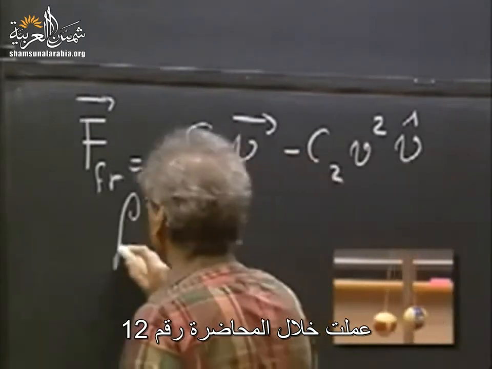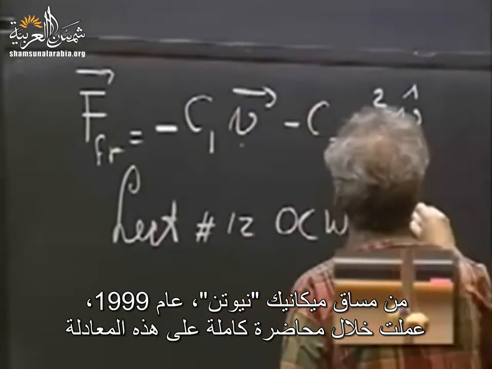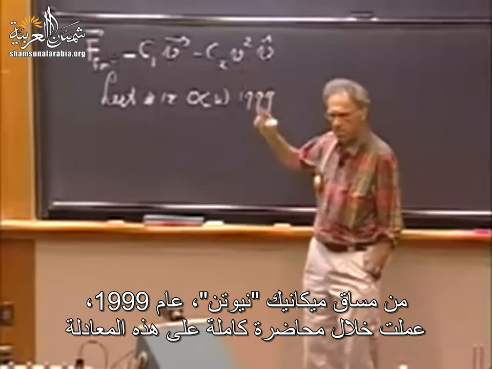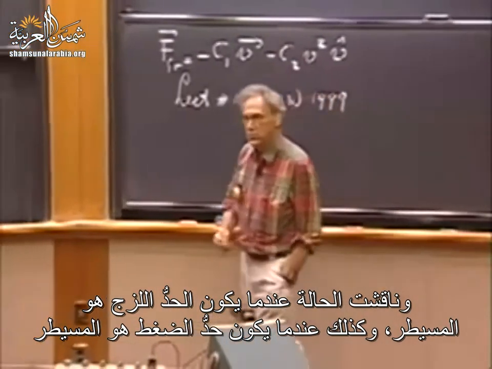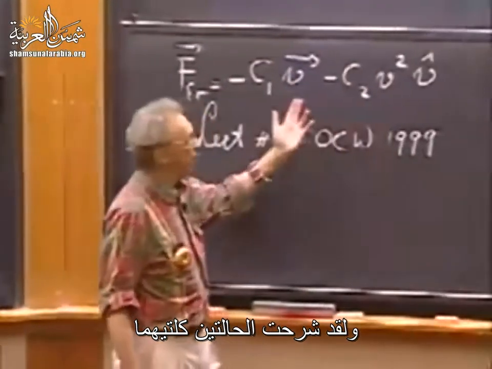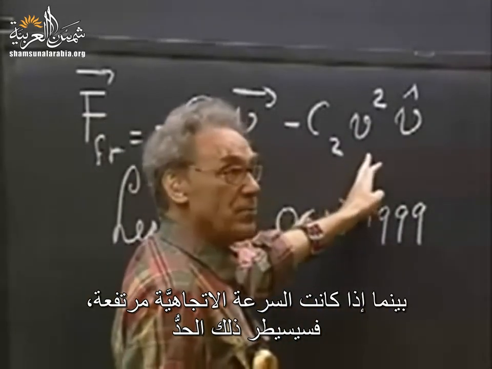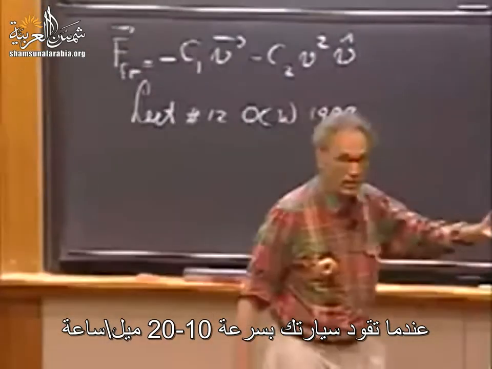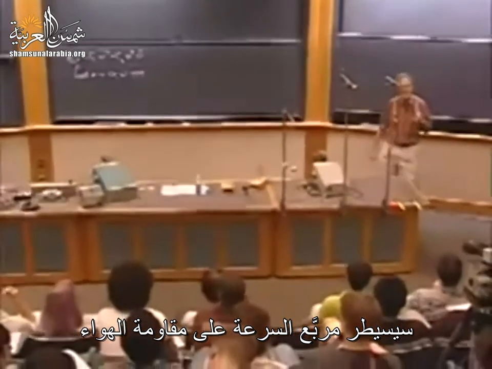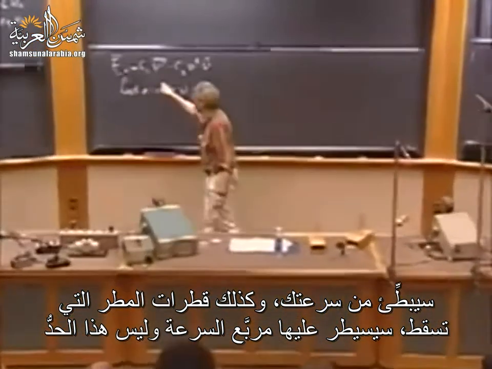In my lecture number 12, which is on OCW, of my 1999 Newtonian mechanics lectures, I spent an entire lecture on this equation, and I discuss when the viscous term is dominant and when the square term is dominant. I do demonstrations in both domains. If the velocity is low, this term dominates. If the velocity is high, if the speed is high, that term dominates. When you drive your car 10, 20 miles an hour, it is the V squared term that dominates, the air drag. That slows you down. A raindrop that falls, it's the V squared term that dominates, not this one.